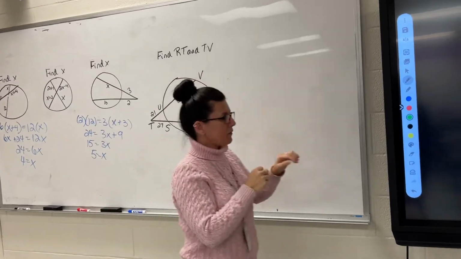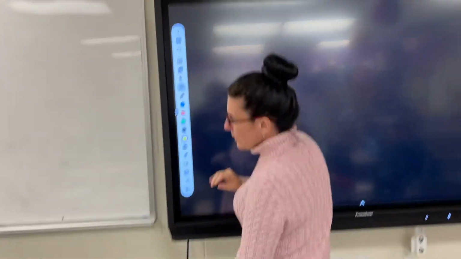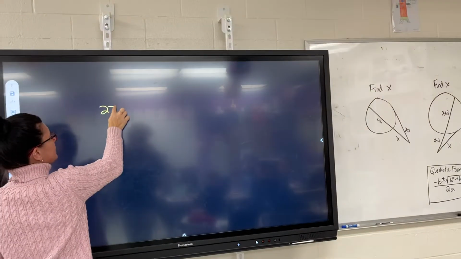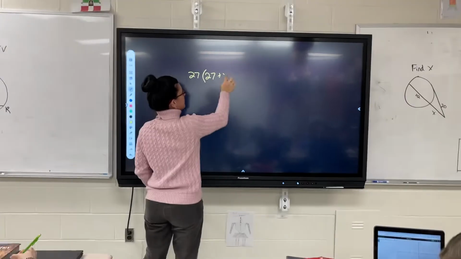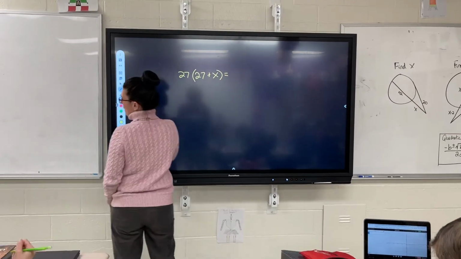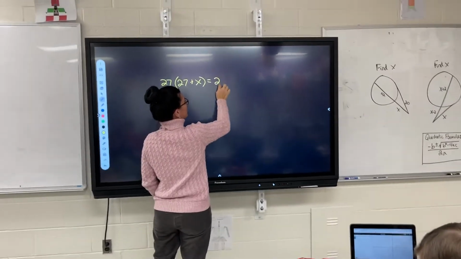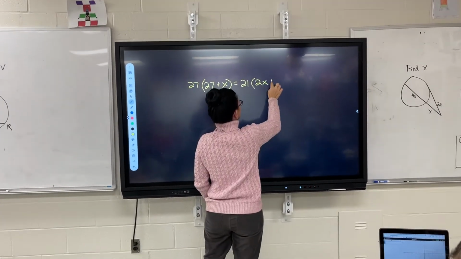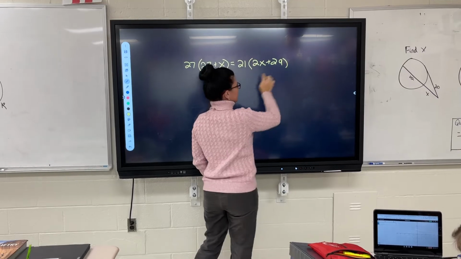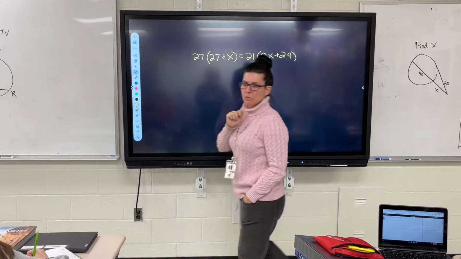So let's set this up first. Using TR, the outside part is 27. The entire length is 27 plus x. The top part, the outside part is 21. The entire length is 2x plus 29. You see where that came from when you look at the picture?